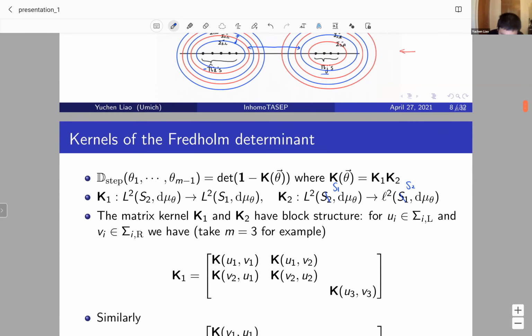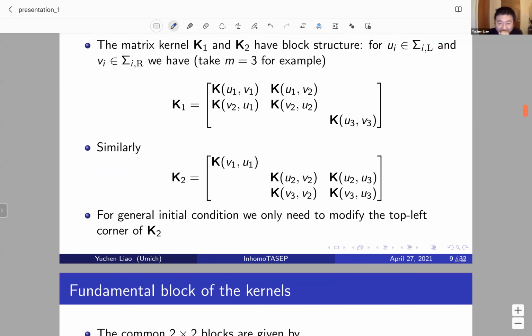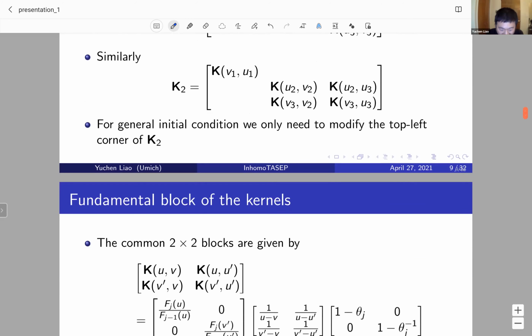Something like this. So if you really write down what the kernel is, it's a matrix kernel with block diagonal structure, and it basically consists of this fundamental block of 2x2 interactions. So basically, the only interactions are with indices that differ by at most one. This is an example where you have m equals 3, and there are two kernels, k1 and k2, more or less given by this 2x2 and then one 2x2. And this fundamental 2x2 block is given in the following way.